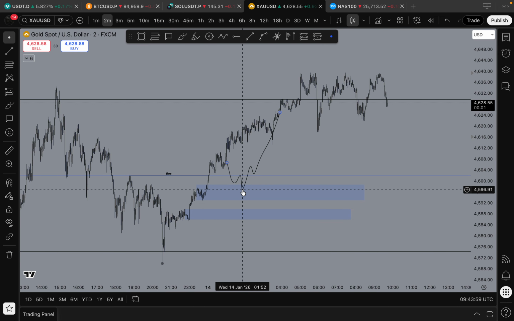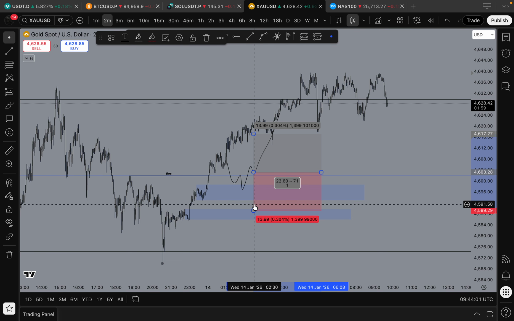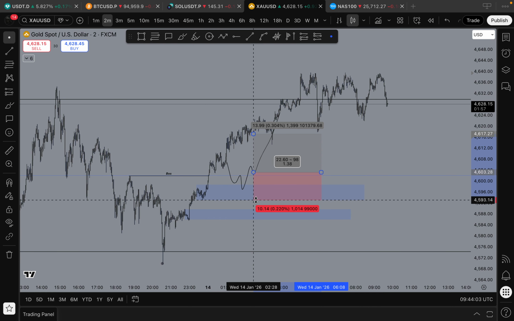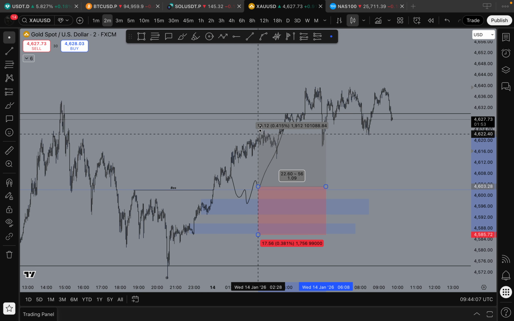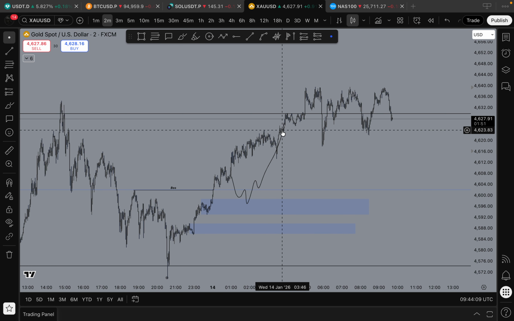Then you could take a long right here, stop loss either there or under that block, or under that block if you want to be really safe. Target the highs right there.